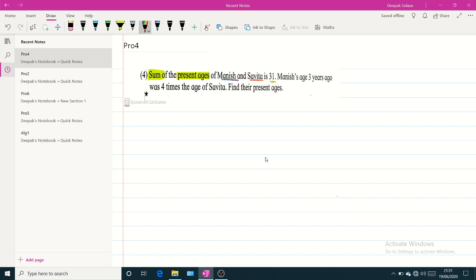The addition of their present ages is 31, and Manish's age 3 years ago was 4 times that of the age of Savita. So we have two conditions. This is condition 1, and the next condition is the one I just mentioned. This is the second condition. So what to do? Let's simplify this problem.